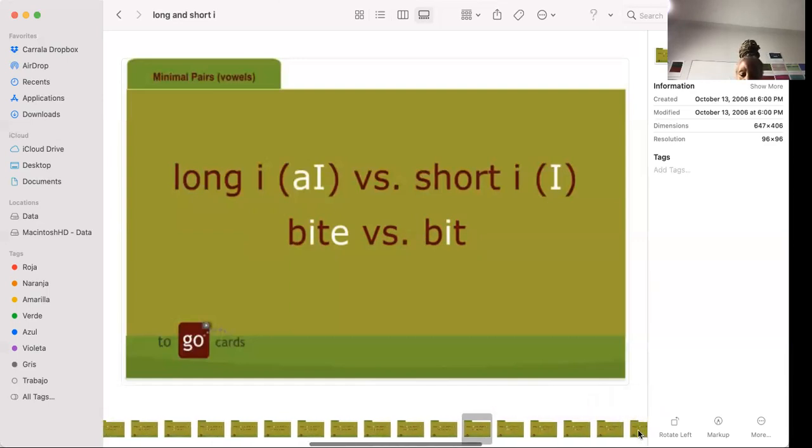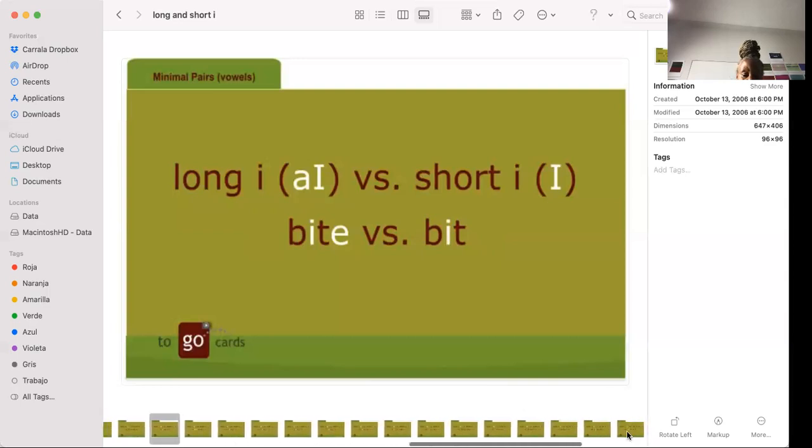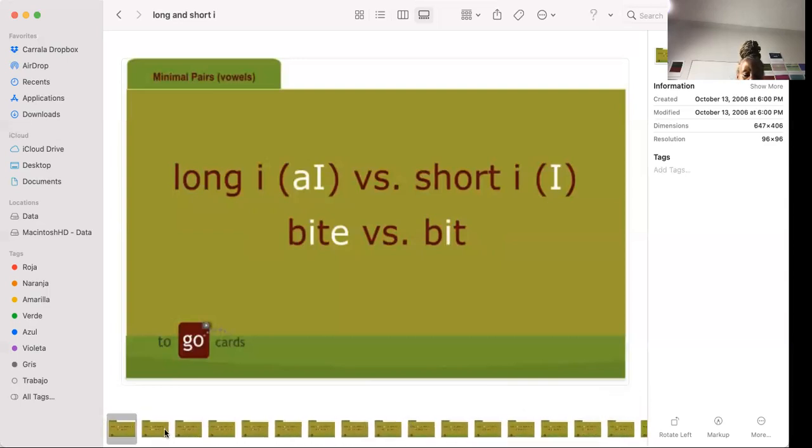Okay, hold on. Let's do it. Cite, sit. Rhyme, rim. Remove that E, and that I takes on a short sound. Rile, real. File, feel.